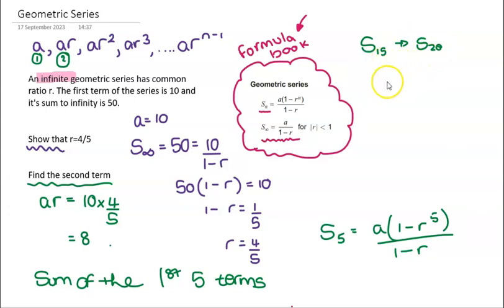If it asks for something like the sum of the 15th to the 20th term, well, what you would have to do, you want to include that 15th term. So really you want the 15th, the 16th, the 17th, add the 18th, add the 19th, all the way up to the 20th. So for that, you'd calculate the sum of the first 20 terms and you'd take away the sum of the first 14 because you want to include the 15th.